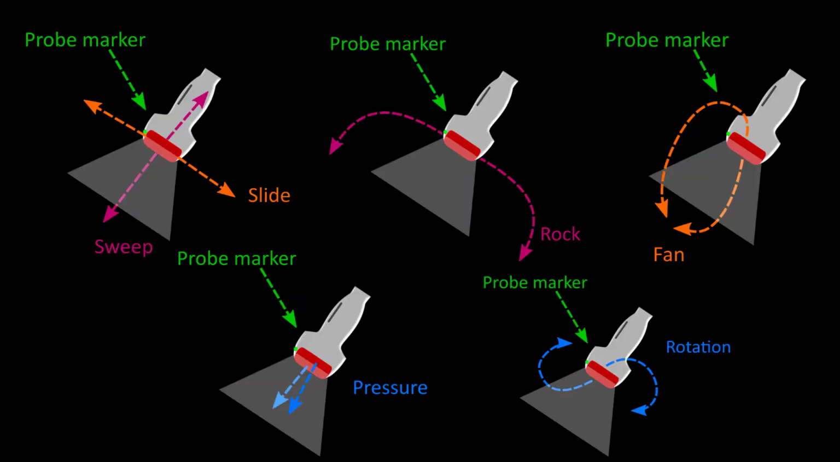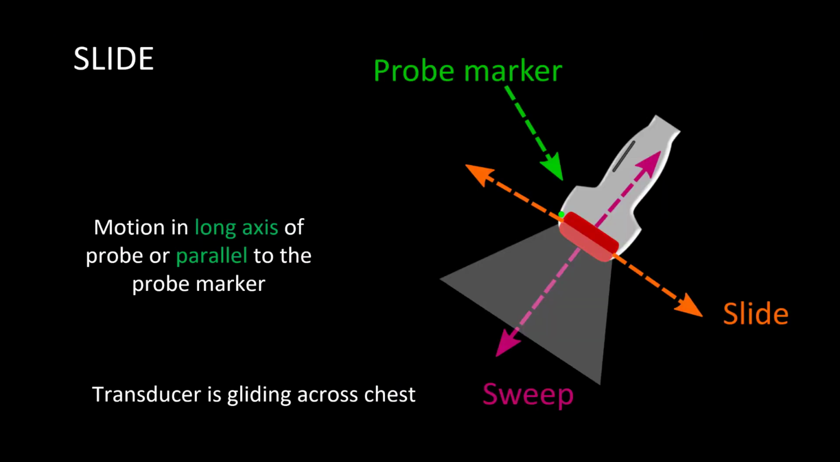These are the 6 basic movements we will be using in this video: sweep, slide, rock, fan, pressure, and rotation. To slide a probe refers to the translation of the probe with respect to its long axis. The probe is held in the same upright position, but instead moves across the body in the same axis as the marker. ASE does use the term slide, but in their manuscript it can be applied to whenever the probe moves across the skin, independent of direction.